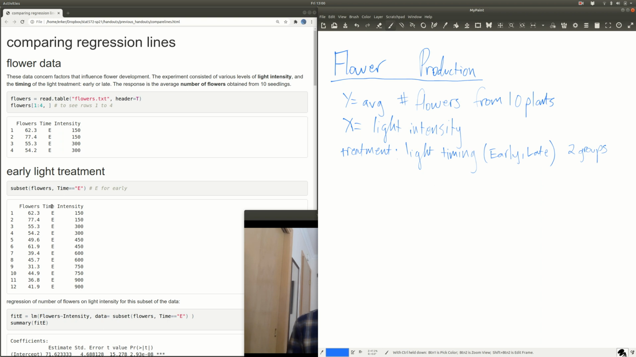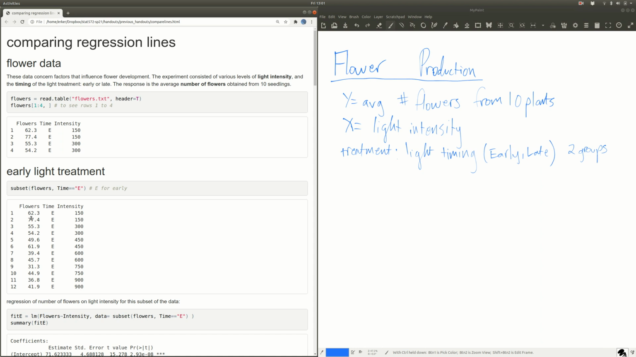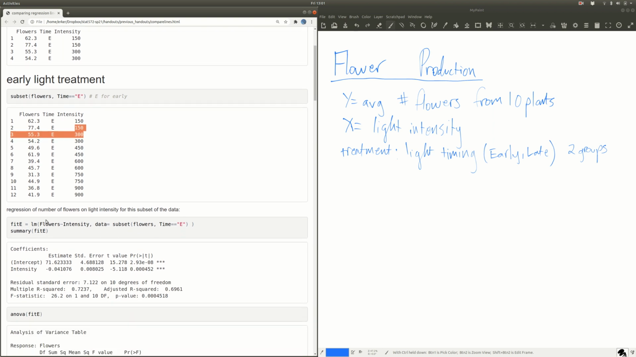If you look over here, you can see the data subset for the early light treatment. So we have 12 observations, and the number of flowers is here, the average number of flowers from our 12 seedlings. The time is all E for early, and then these are the different intensity values. We can fit a simple linear regression where our model is, so for early, we can fit the model y equals beta naught plus beta 1 times x plus epsilon.